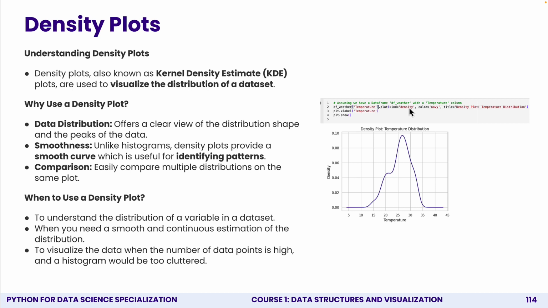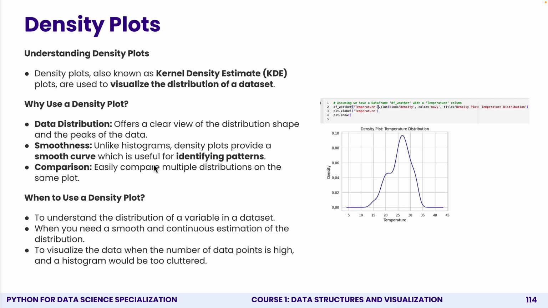So this is how we plot it, kind equal to density. And we call it density because the area below this curve is equal to 1. And this is the property of a probability density function. Do you know what a PDF is? Probability density function. The area in the probability density function is equal to 1. This is basically like a histogram, but it's a continuous function and offers a clear view of the distribution and the peaks of the data.